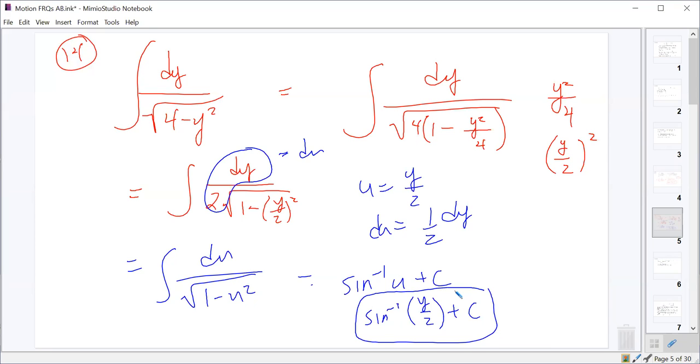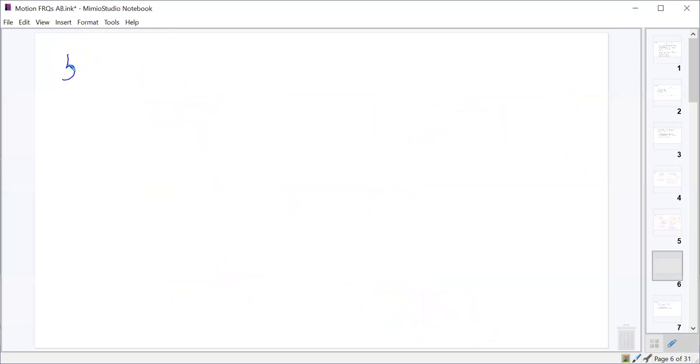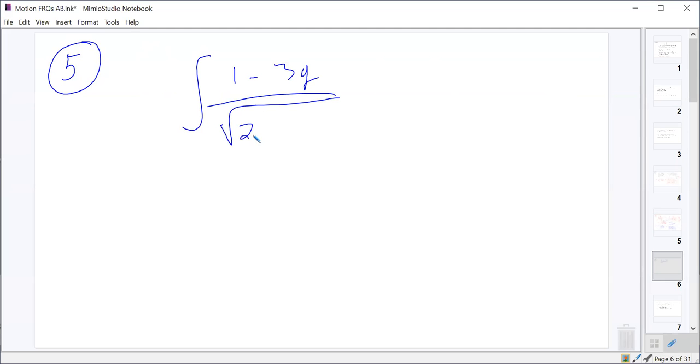Other questions from the multiple choice? Because that was the only two that I got from people. Oh yeah, I got another one. Number 5? We got 2 votes for number 5 in here. I'm a little concerned because that's early in the packet. Should be easy, I hope, but now maybe it's not. Let's look. Number 5, 1 minus 3y over the square root of 2y minus 3y squared. This is just a u substitution.